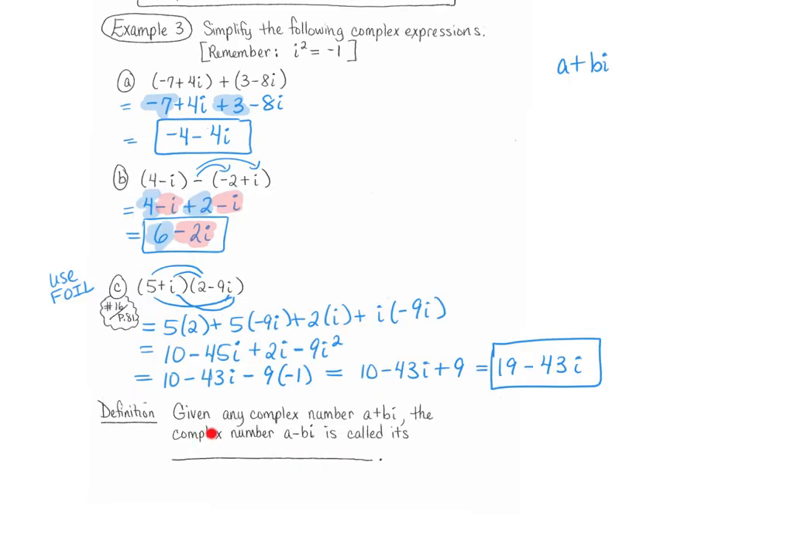All right. Now, given any complex number, a plus bi, the complex number a minus bi is called its complex conjugate.